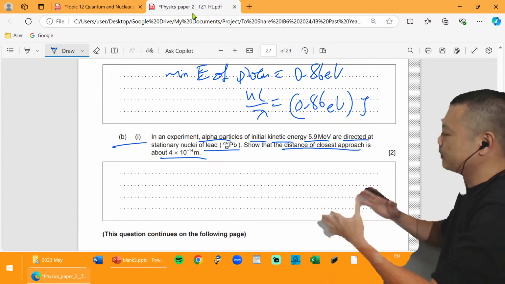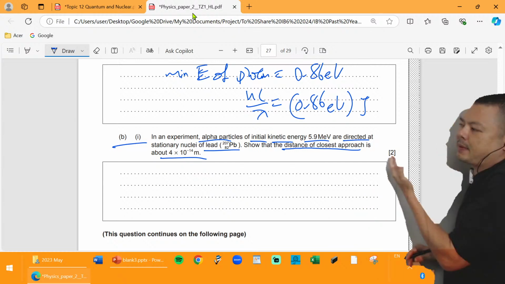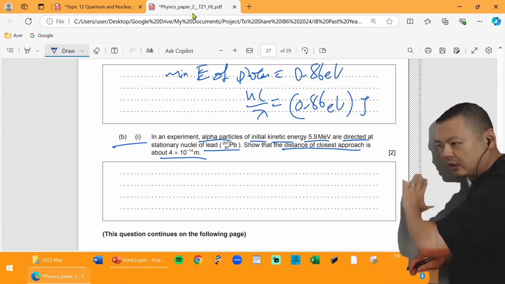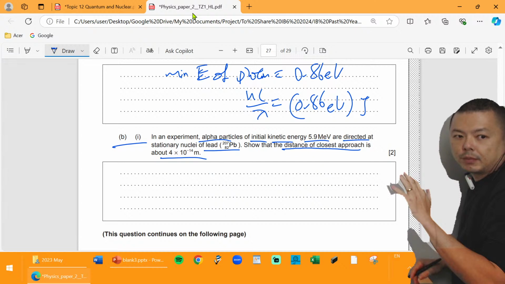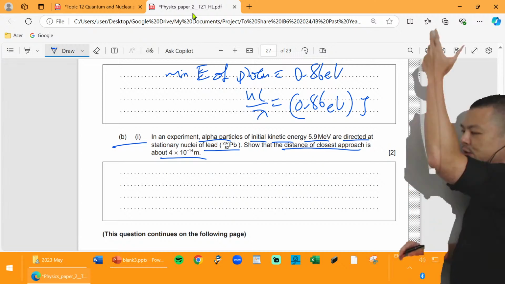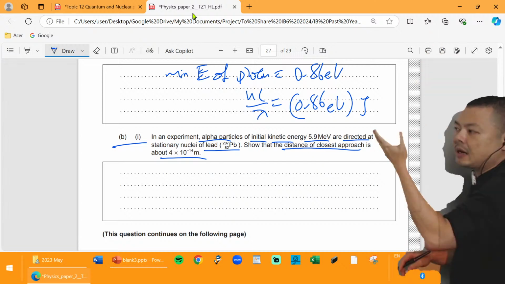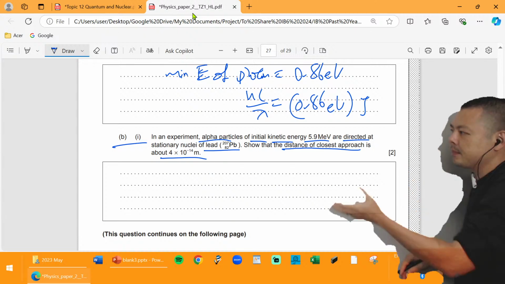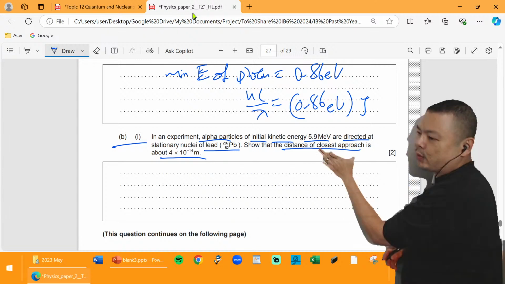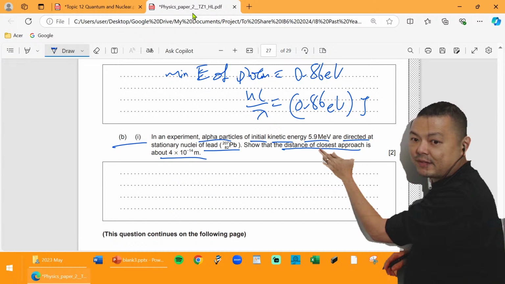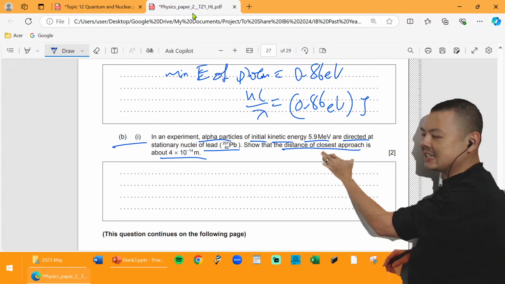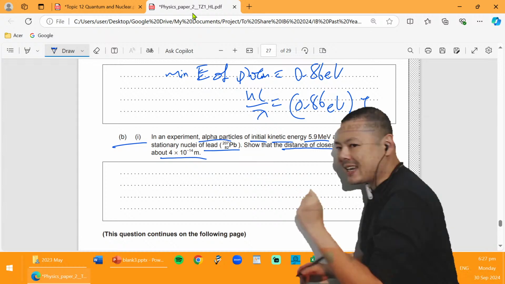So the thing is, you might be thinking, never mind, you don't get these 2 marks, it's fine, I move on. But you just have to make sure you have some safeguards. Once I go through this, hopefully you remember. The key trigger of this question is "closest approach". Whenever you have to do closest approach, it's literally the alpha particle trying to reach the lead nucleus. Why can't it get any closer?